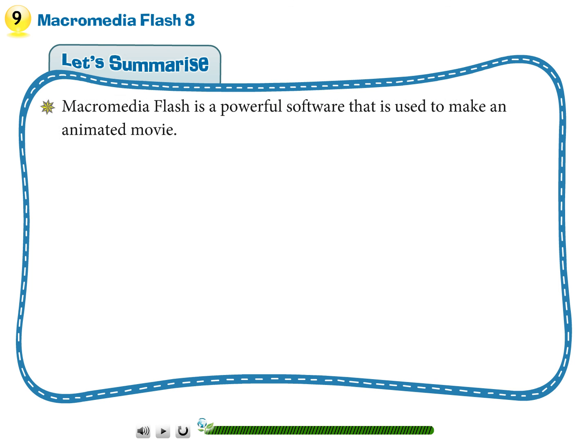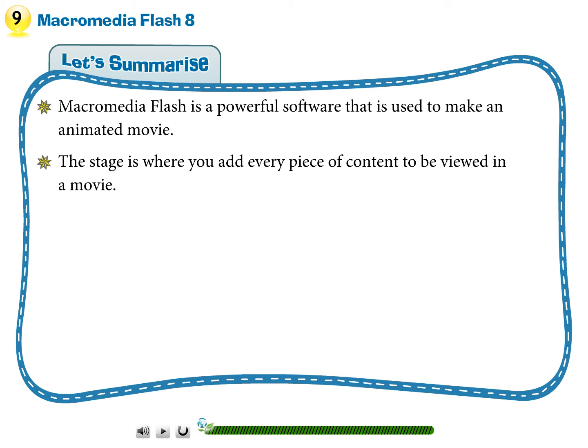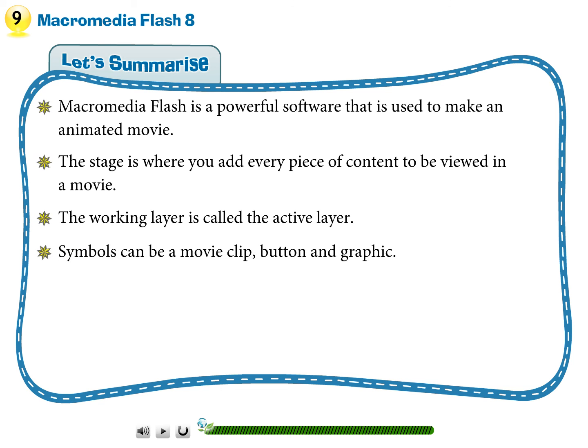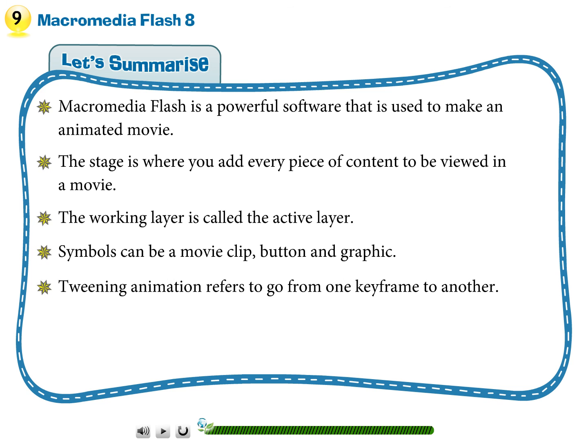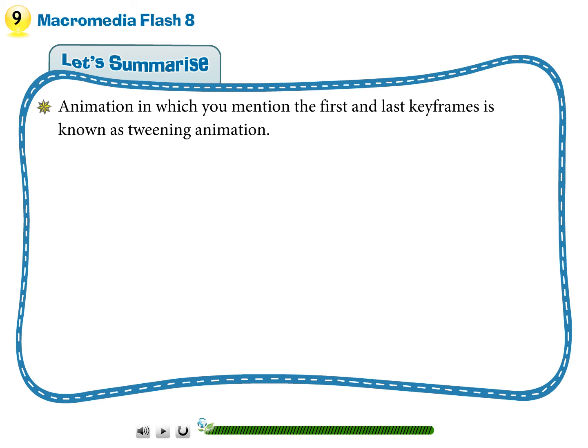Let's summarize. Macromedia Flash is powerful software that is used to make an animated movie. The stage is where you add every piece of content to be viewed in a movie. The working layer is called the active layer. Symbols can be a movie clip, button, and graphic. Tweening animation refers to going from one keyframe to another. Animation created by manually changing the content of each frame is called frame-by-frame animation. Animation in which you mention the first and last keyframes is known as tweening animation. Shape tweening doesn't work on symbols.